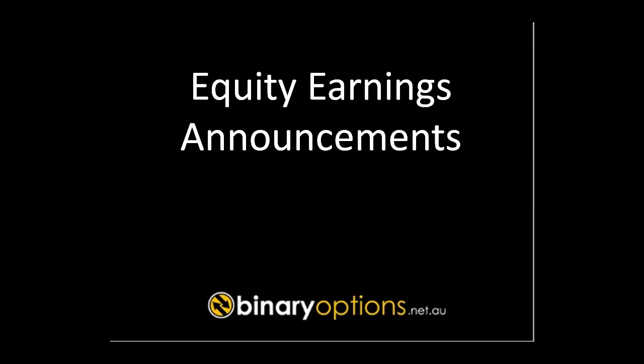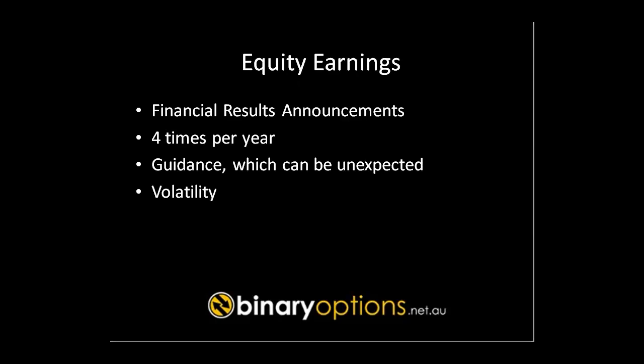In this video, we're going to learn the basics of equity earnings announcements and how to use binary options to profit from these volatile and very profitable events. Every company announces financial results to the market. For U.S. companies, this is typically 4 times per year.